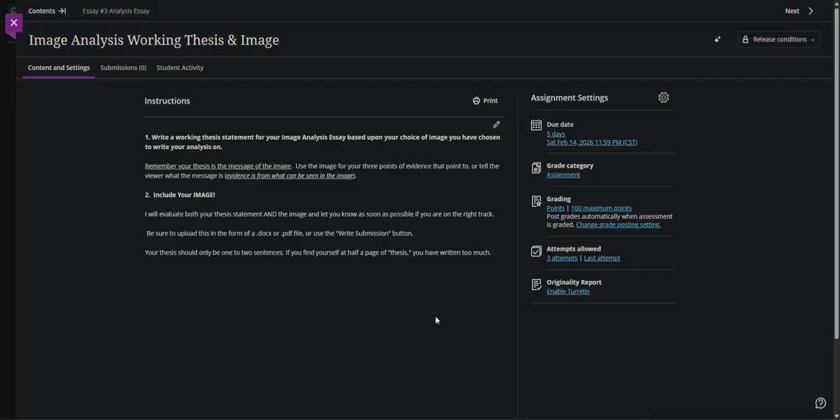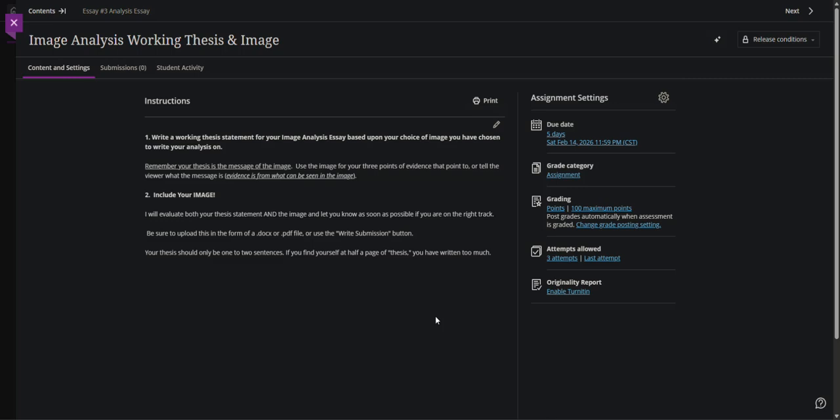So, for example, if you choose an advertisement, obviously the message of the image is buy our product. But you would still need to tell me 3 ways that the image is trying to get the consumer to buy the product. So it would be the message of the image is buy this product because of the way it's placed in the ad, because it tells you that it will make you happy if you buy the product, and the color placement in the ad screams happiness, something like that.